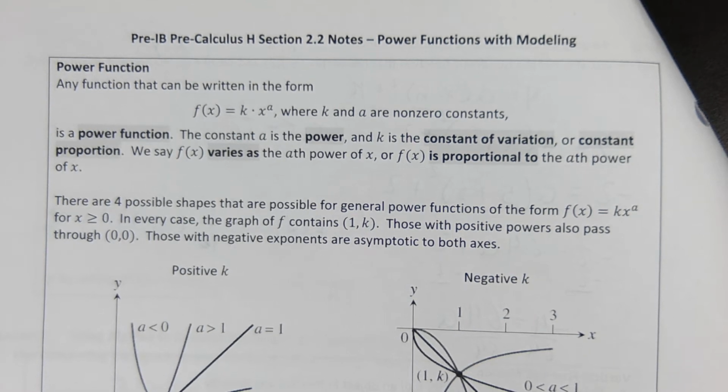All right. Section 2.2, power functions with modeling. What is a power function? And what makes it different from what we were talking about yesterday? So yesterday and the day before, we talked about polynomials, right? And I said for a polynomial, your exponents must be positive integers or zero, right? Well, a power function is technically any function whose exponent is not a positive integer.